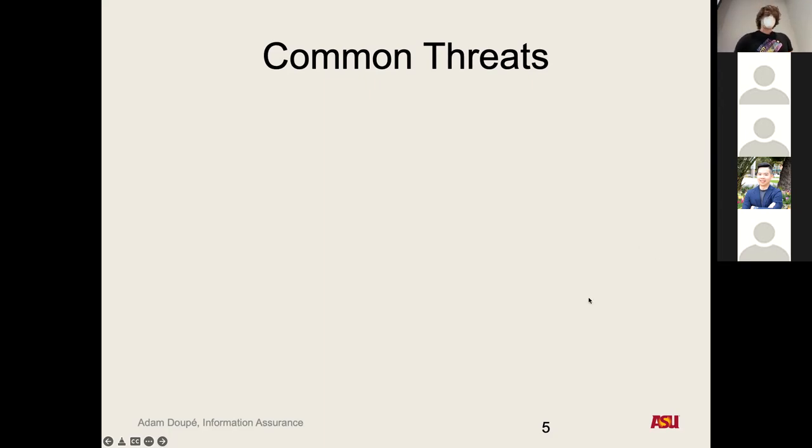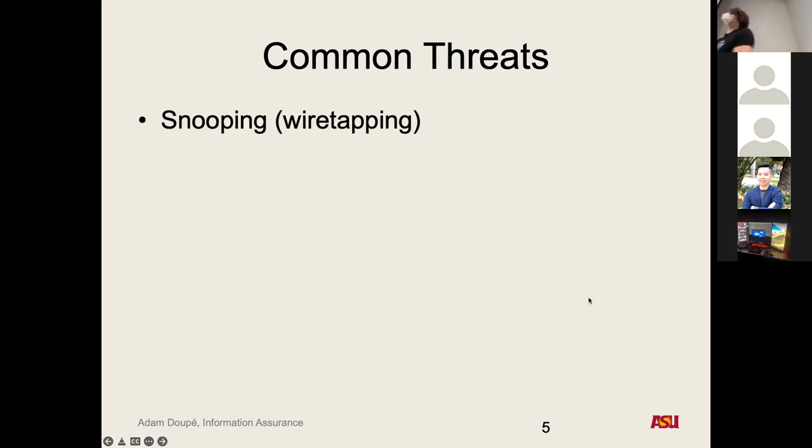Cool. Okay. So then let's go. Okay. So then other kind of common threats that we usually think about in the security context, and these are threats that come up so often in so many different scenarios that we kind of want to make sure we're thinking about these things and going through them as we consider securing a system. So one thing is kind of snooping or wiretapping.